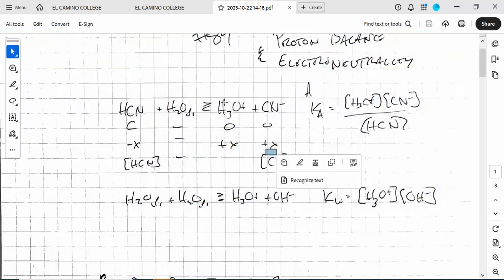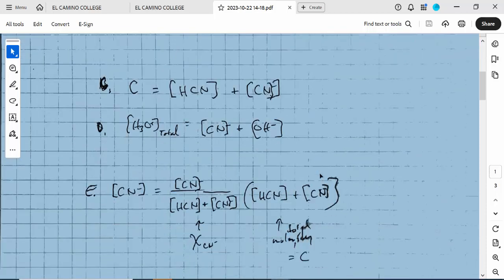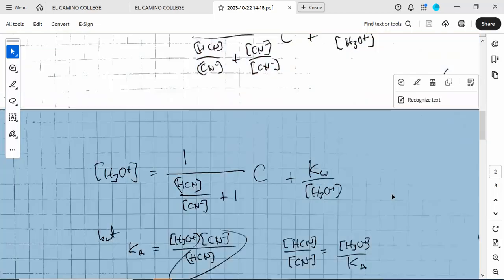But the problem is this is not really 0. There's some hydronium in there to begin with from the water. It's not going to be at equilibrium. So really I shouldn't have written 0 there, but I did, I think because the book was doing it. But anyway, we go through all this stuff here.